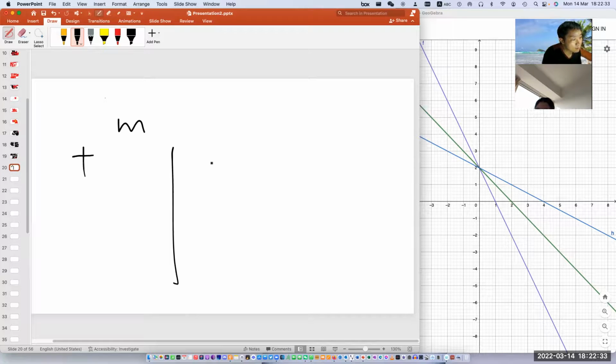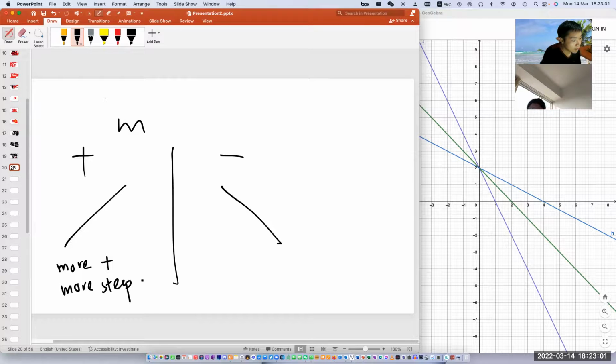And then for the gradient, right? Then you need to talk about whether it's positive gradient or negative gradient. For positive gradient, slope up. Negative, slope down. Okay. And then for slope up, right? More positive, more steep upward. More negative, more steep downward.